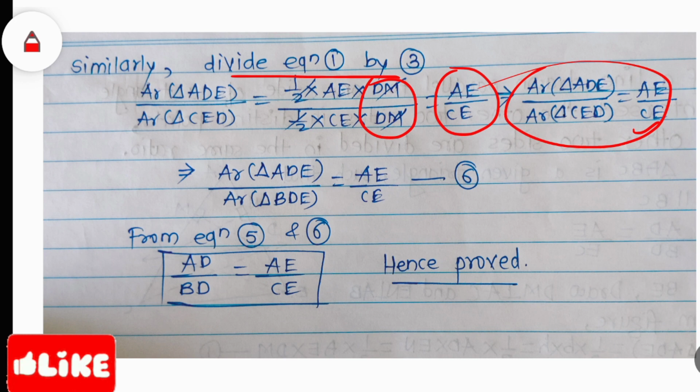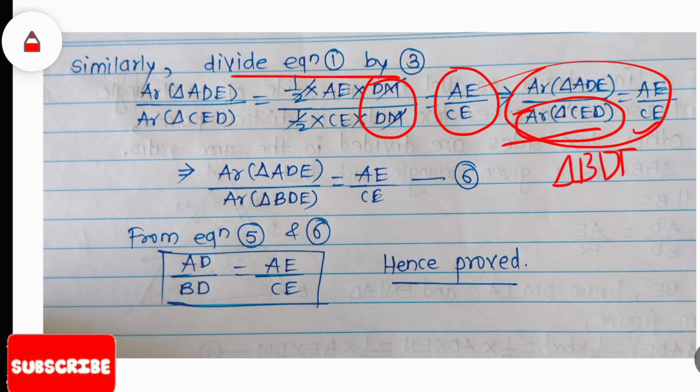But now in equation number 4 we have seen that the area of triangle CED is also equal to the area of triangle BDE. Why? Because both the triangles, CED and BDE, are between the same parallels and have the same base DE, and because of that, as we saw in equation 4, both have the same area. So in place of this I have written the area of triangle BDE, and the numerator will remain as it is, that is area of triangle ADE.